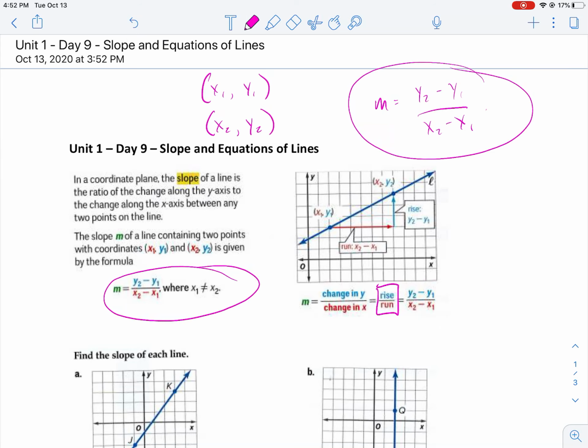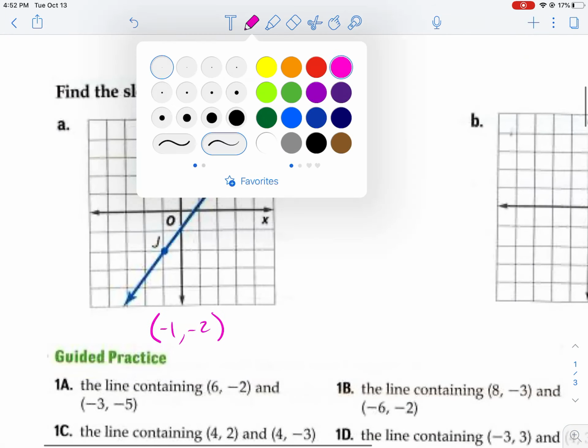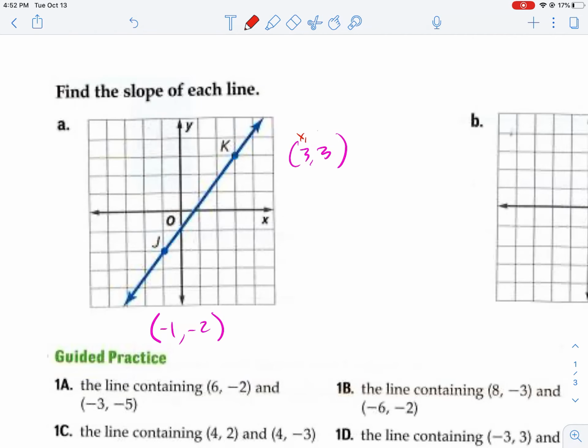So, down below it says, find the slope of each line. All right, we can do that. So this is -1 comma -2. This is 3 comma 3. I'm going to zoom in here. I'm going to label this x1, y1, x2, y2, and then set up my equation: y2 minus y1 over x2 minus x1. And I'm just going to substitute those values I already have labeled above.